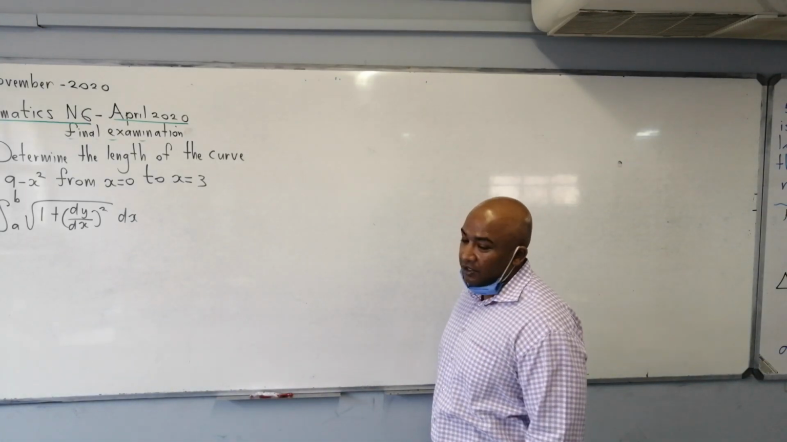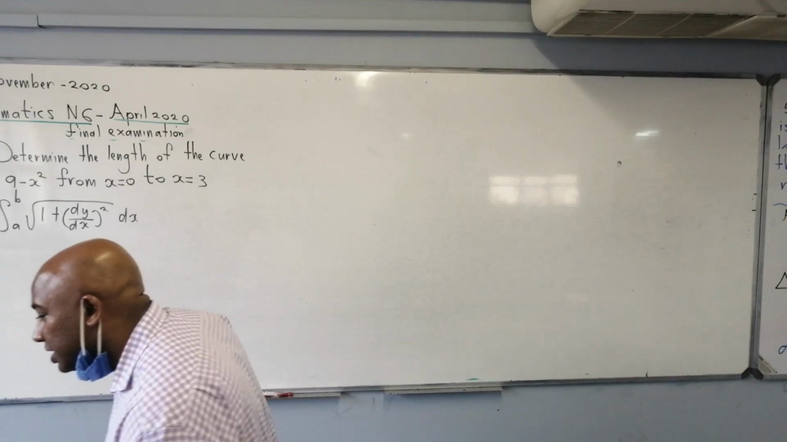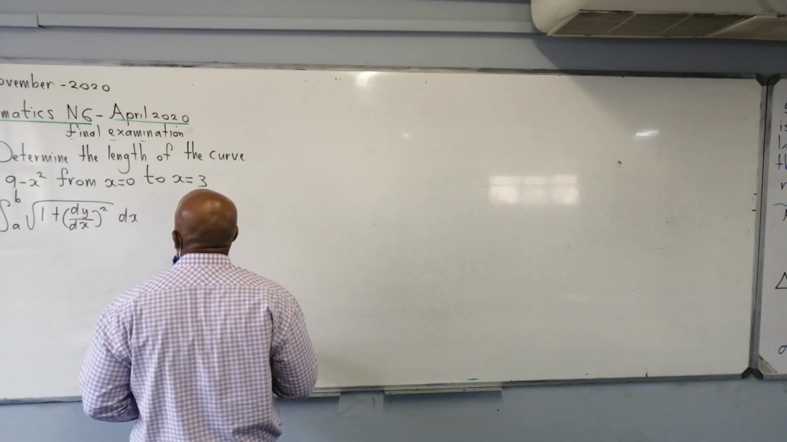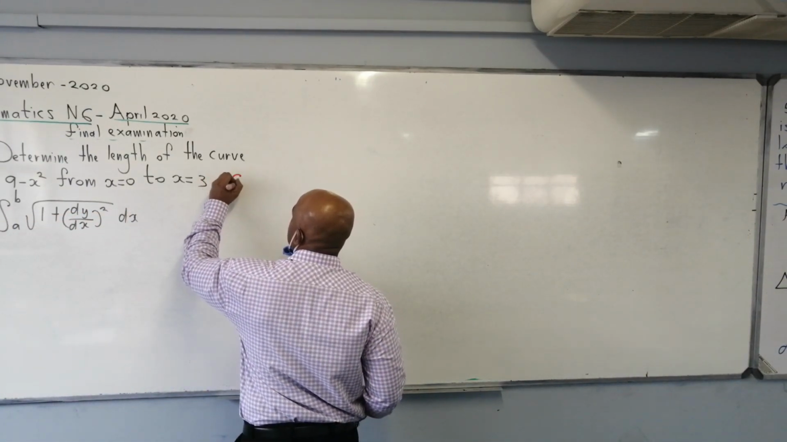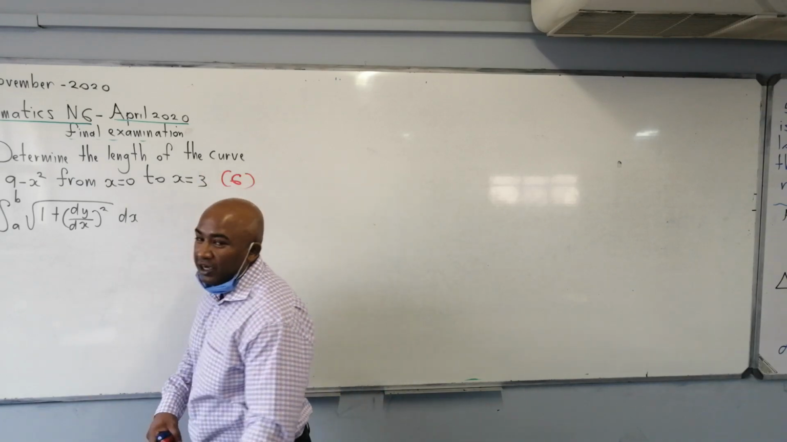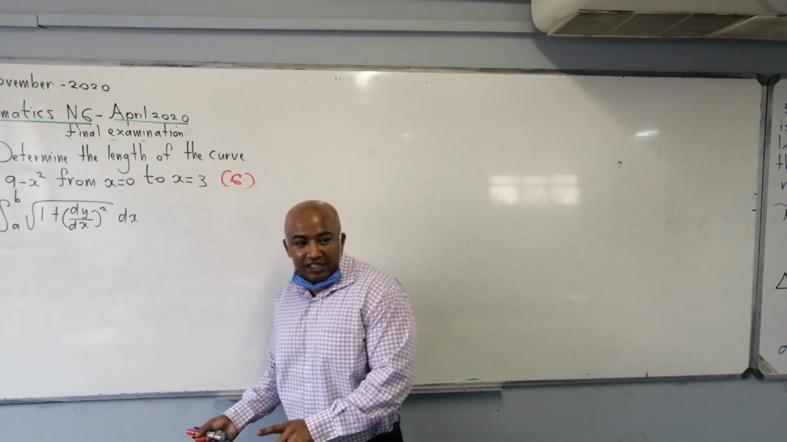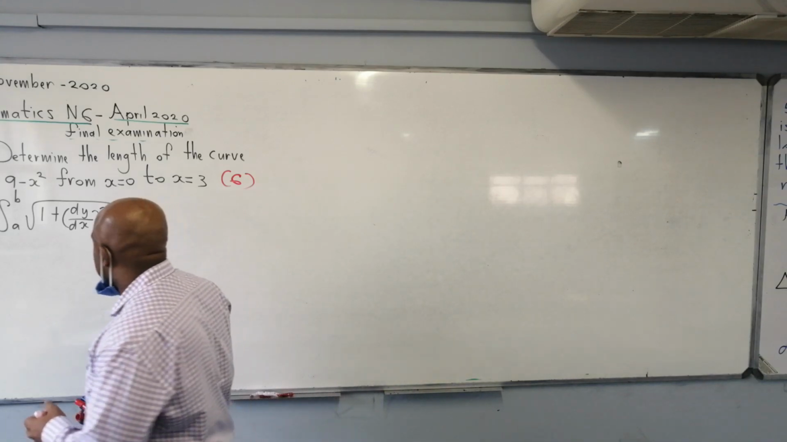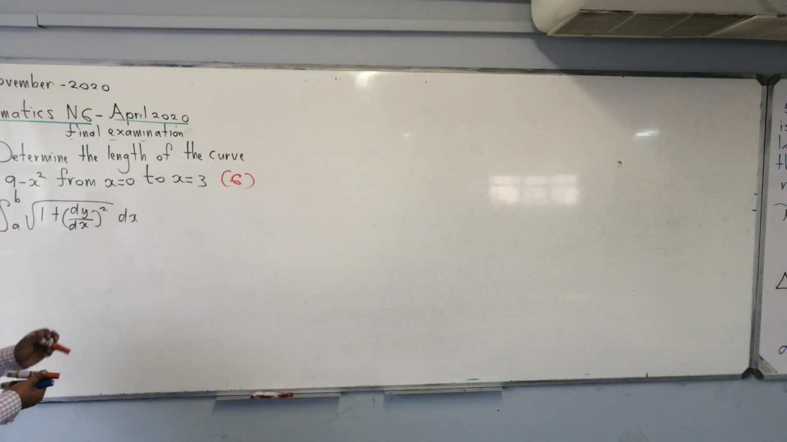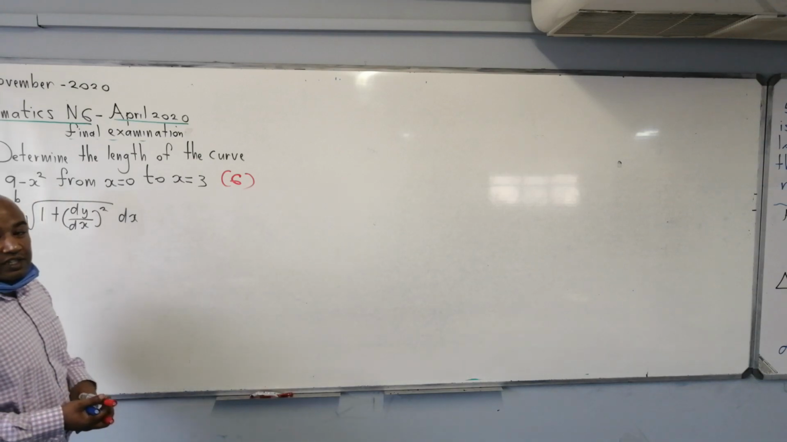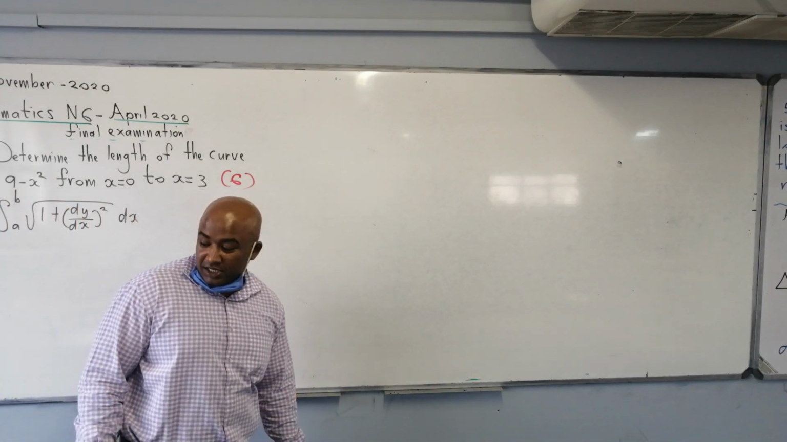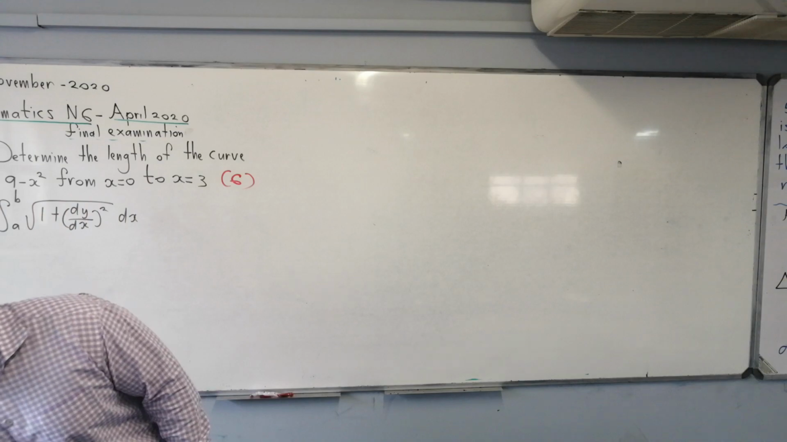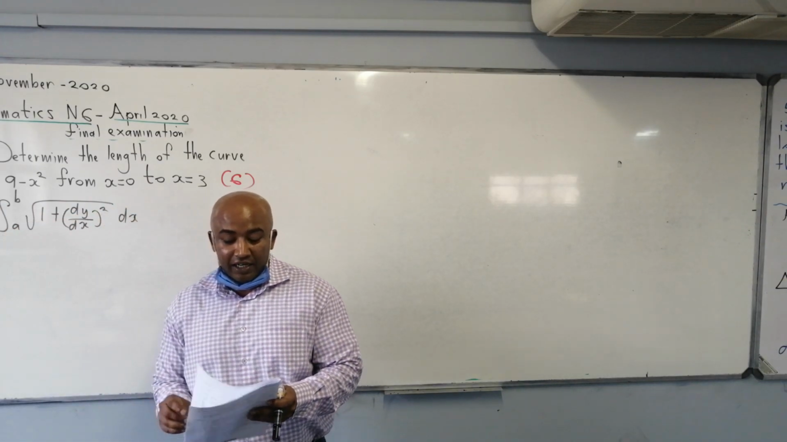From x equals 0 to x equals 3, which is 6 marks. So basically you are differentiating first, integrating second. This is the formula straight from the formula sheet. So you go to your formula sheet. Where will you find the arc length formula?